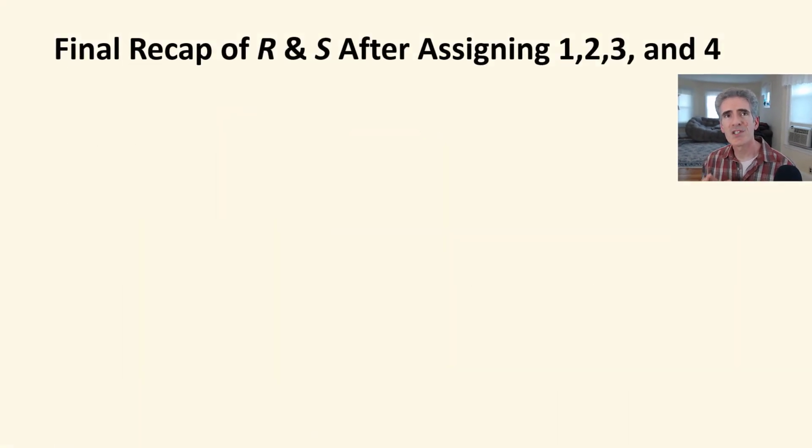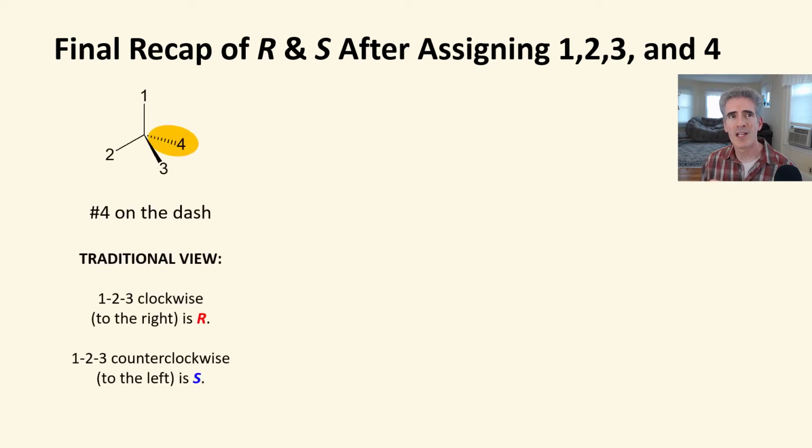All right, so let's do the final recap of what we do for assigning R and S when we know all the assignments. 3 situations. Number 4 can be on the dash. That is the traditional view. If 1, 2, and 3 is going clockwise, we're going to call it R. If 1, 2, and 3 is going counterclockwise to the left, we're going to call that S. So what's going on here? 1, 2, and 3 is going to the left, so that would be an S.